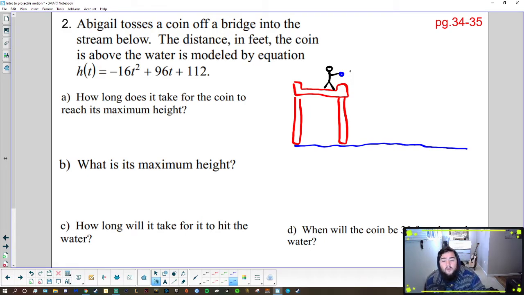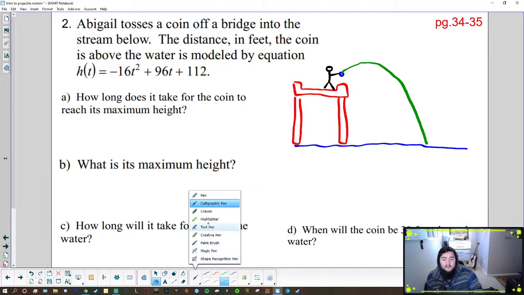Okay, so we know whenever we toss, projectile motion makes a quadratic shape. So we know she's going to toss this coin up and down into the stream below. We are going to use this diagram to help us answer these four questions. So make sure you're drawing your picture. We got Abigail on a bridge and she's tossing this coin into the stream below. So how long is it going to take for the coin to reach its maximum height? What's super important here is our keyword maximum.